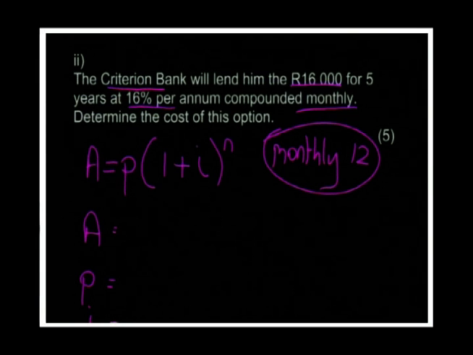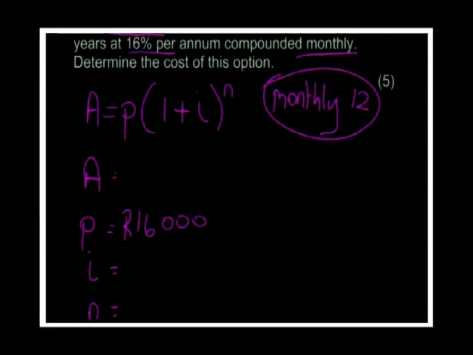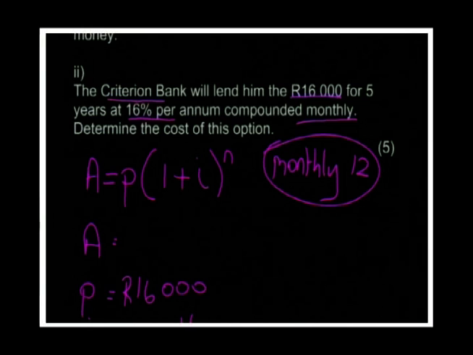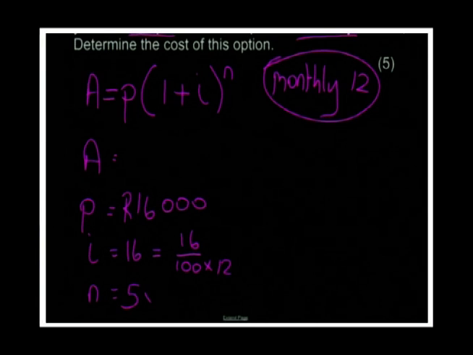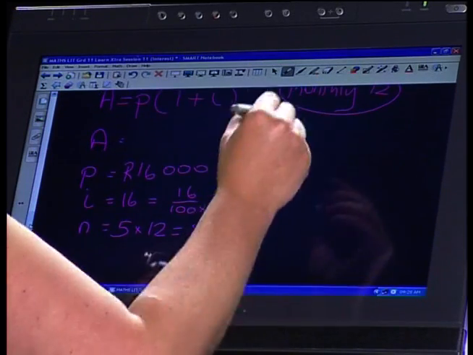Now, they'll lend him 16,000 Rand. So that is what they're giving him right now. That is his principal amount. So 16,000 Rand is his principal. The interest rate is 16%. I'm going to make it 16 over 100. And remember, I need my monthly, so I'm going to times that by 12. And then my number of years, well, we had it for 5 years. So it was 5 times 12, because we're looking at the compound periods, and in that case it was 60.